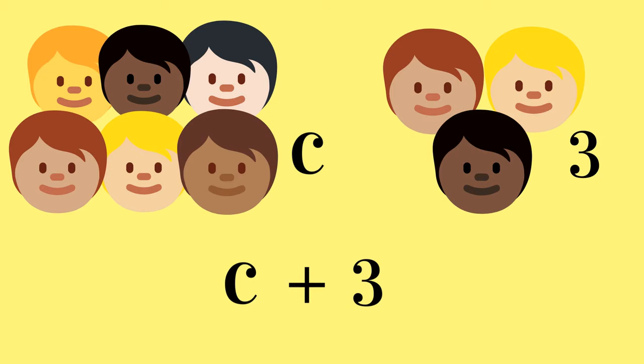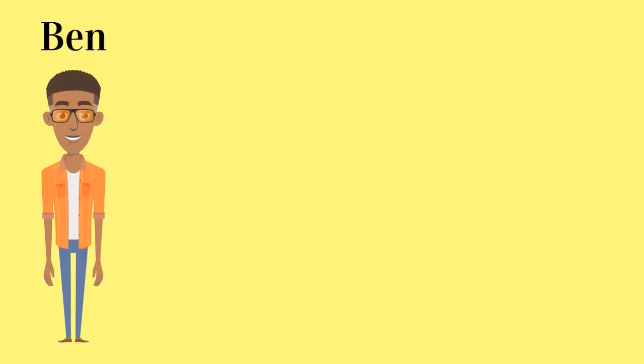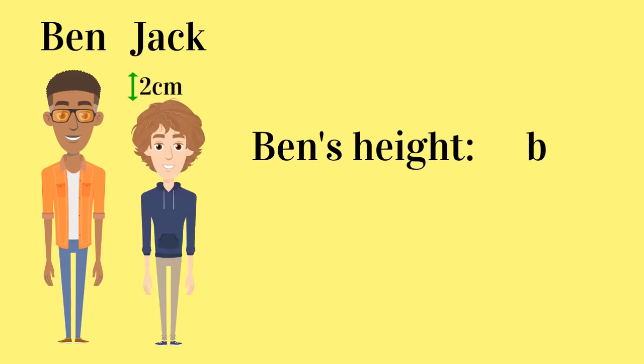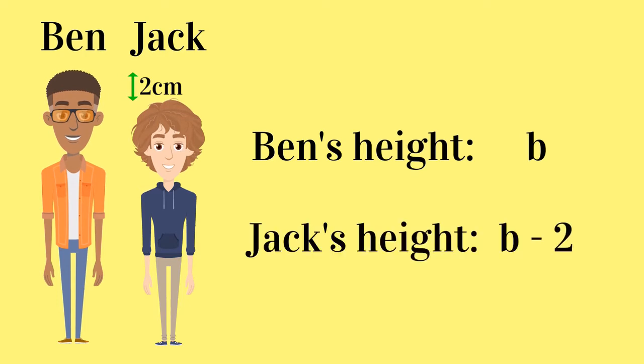Here is another expression for you to try. We don't know how tall Ben is, but we can represent his height with the variable letter B. We know that Jack is 2 centimeters shorter than Ben. Write down the expression for Jack's height. Pause while you find the answer. Here is the answer.